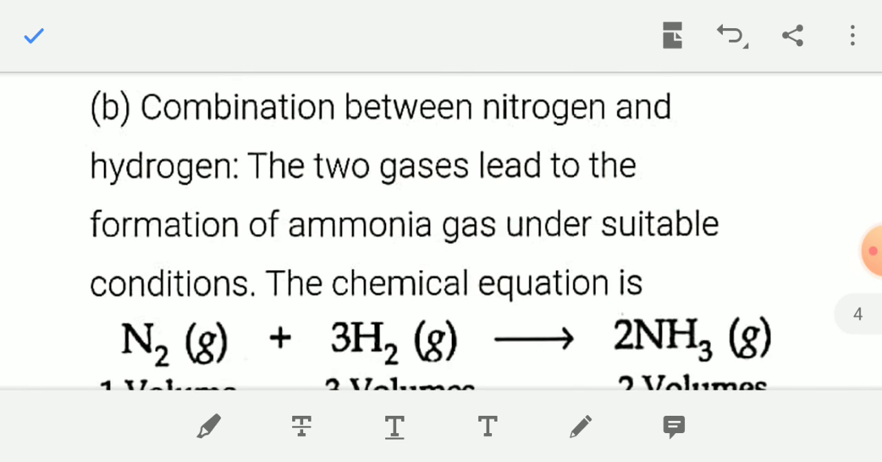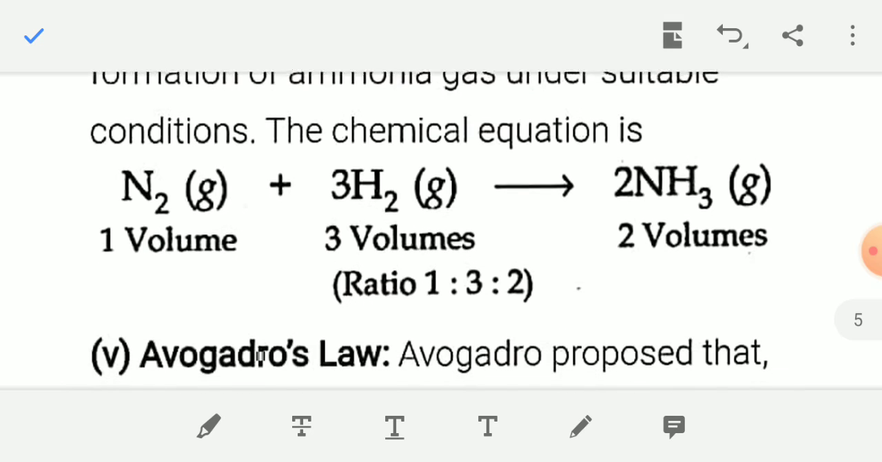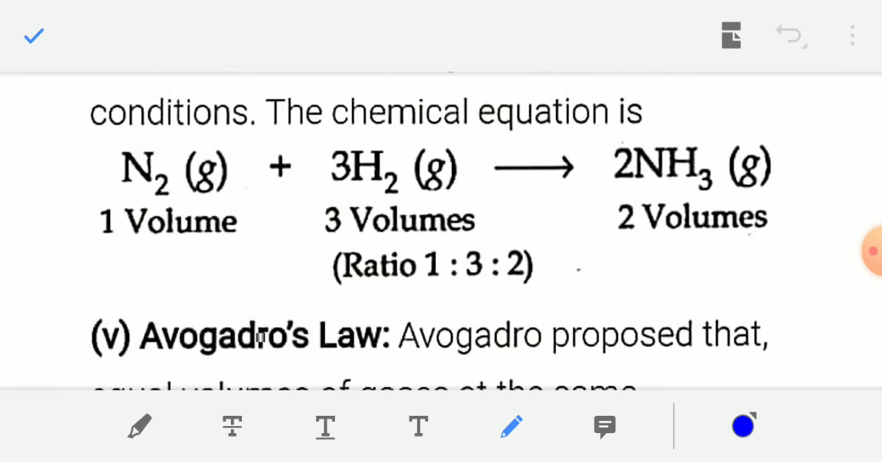Similarly, in the combination between nitrogen and hydrogen, the two gases lead to the formation of ammonia gas under suitable conditions. The chemical equation is N2 + 3H2 → 2NH3. So one volume of nitrogen combines with 3 volume of hydrogen to form 2 volume ammonia. So the volume ratio among the reactants and product is 1 is to 3 is to 2. This is a simple ratio.